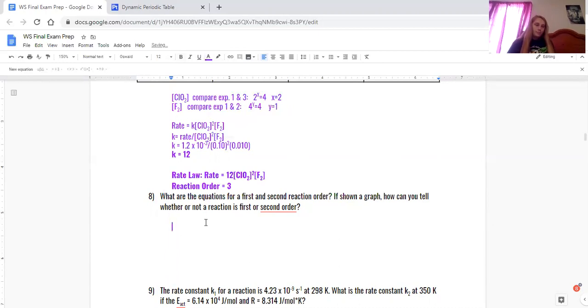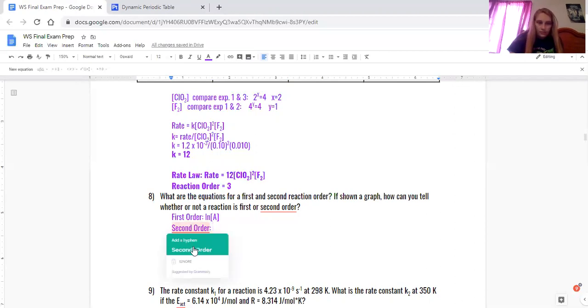Okay, so first off, we're looking at a first order. Let's start with a first order. Then our equation is going to be the natural log of A. And if we're looking at second order, our equation is going to be 1 over A. All right.